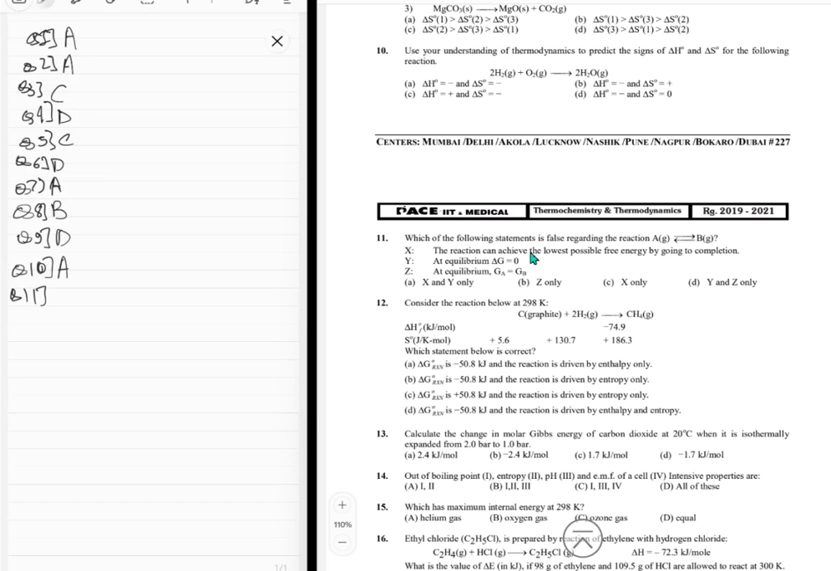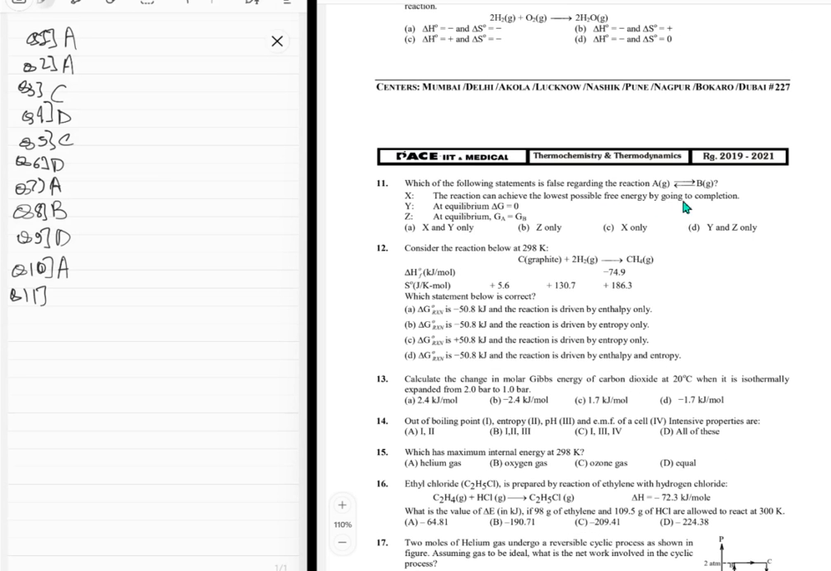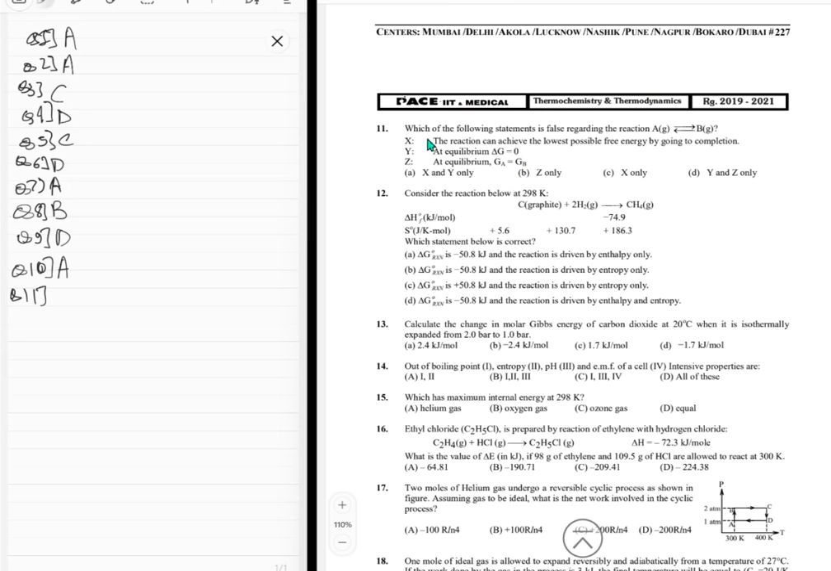So the following statement is false regarding the reaction A reversible with B. The reaction can achieve the lowest possible free energy by going to completion. No, not to completion, going to equilibrium. That's when G is the minimum. At equilibrium, delta G is 0. Yes, at equilibrium, GA equals GP. So the false statement is only X.